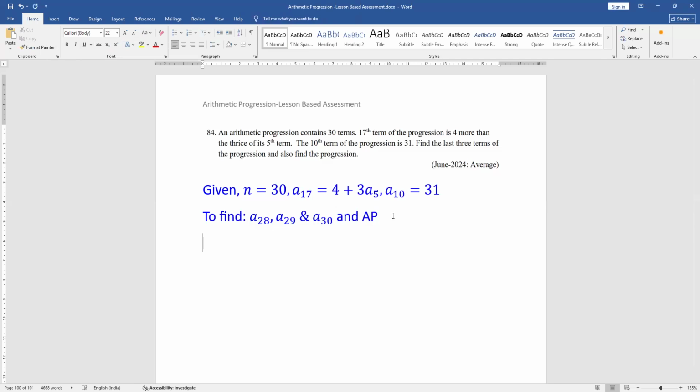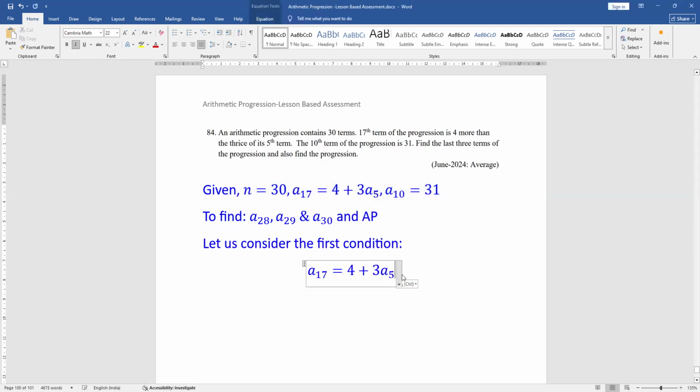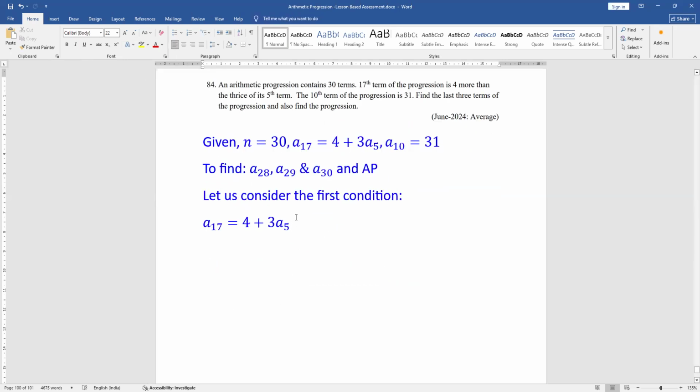Now here we go for the solutions part. Let us consider the first condition. Okay, what is the first condition given? It is A17 equals 4 plus 3 into A5. Okay, I take this first condition. Let me write it down. Now here A17 means what? It is A plus 16D.